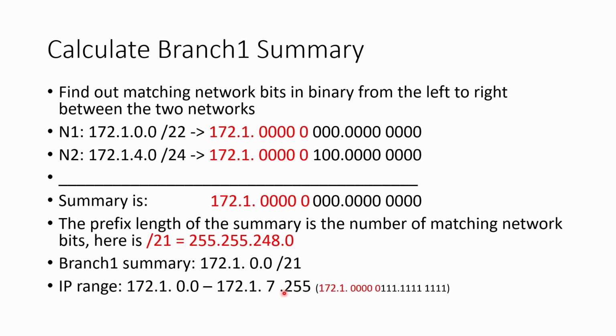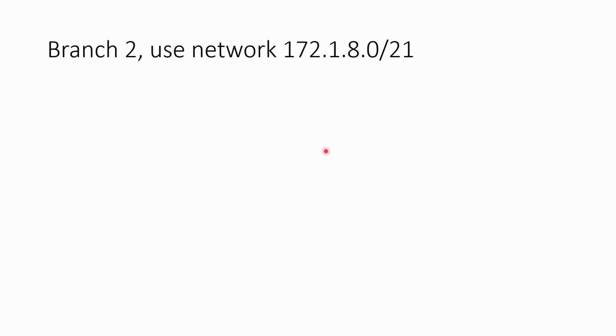That address range has been claimed by branch 1. That also gives us the next available IP range we can use. That is 172.1.8.0/21. We will be using that 8.0/21 for branch 2. Let's go. We finished branch 1, then repeat the procedure for branch 2.